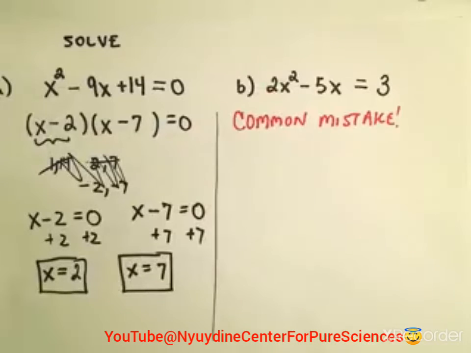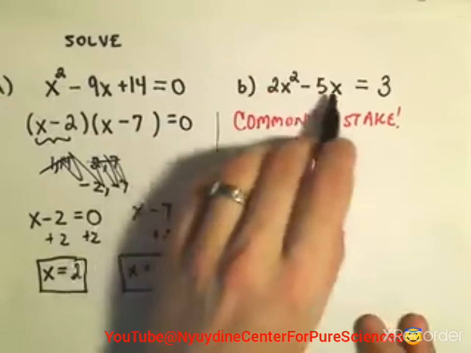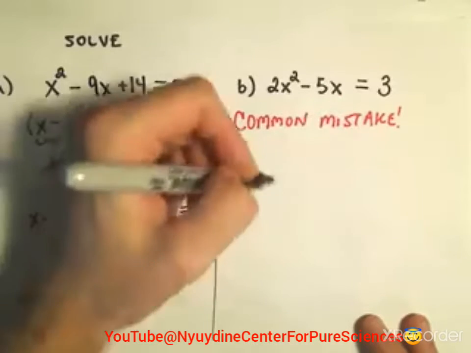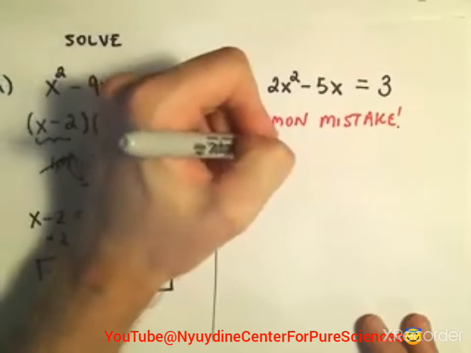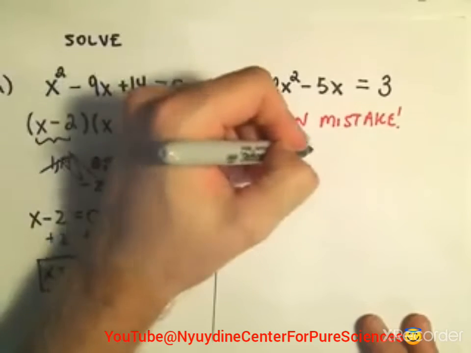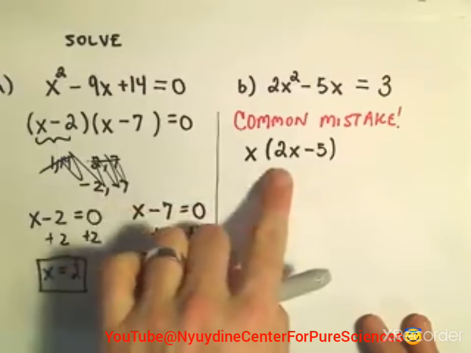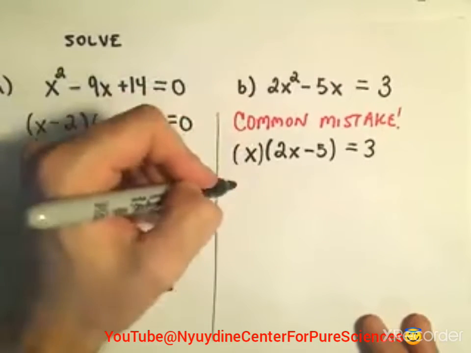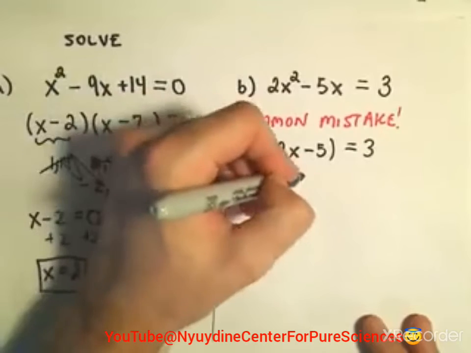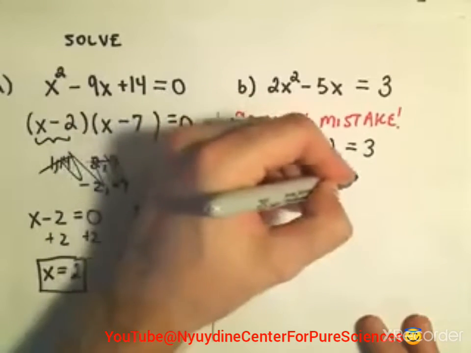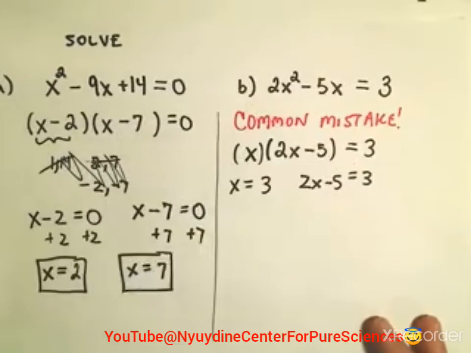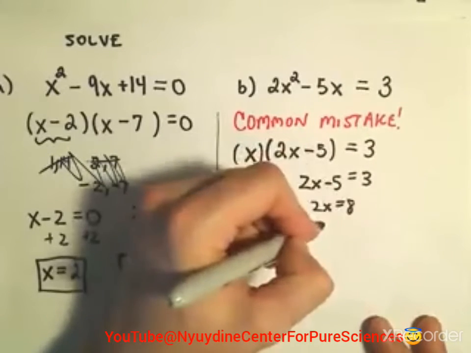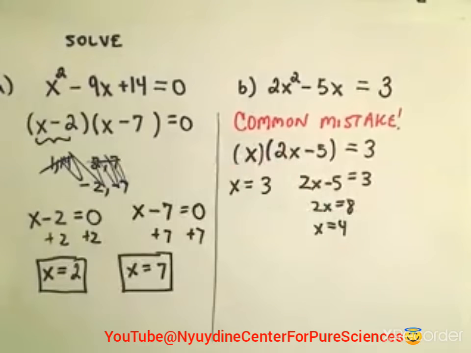A common mistake is people will just go ahead and start factoring. They'll say, hey, there's an x present in both of these terms, so let's factor the x out. And then we have, I guess it would be 2x minus 5. If you distribute that, you'll get 2x squared minus 5x equals 3. And then they'll take each little part and say, well, either x has to equal 3 or 2x minus 5 has to equal 3. And then they'll solve this for x. They'll add 5 and get 2x equals 8 and divide by 2 and get x equals 4.